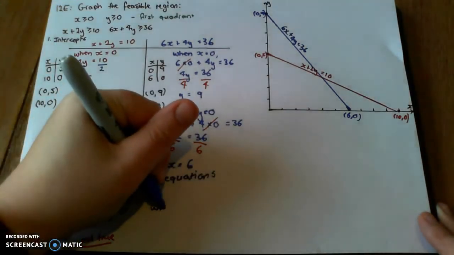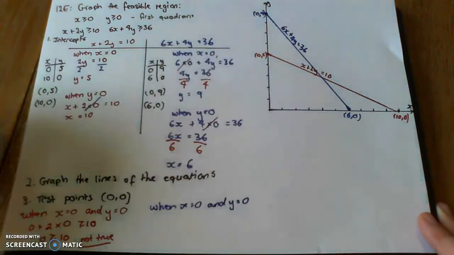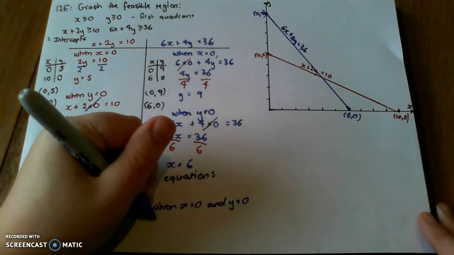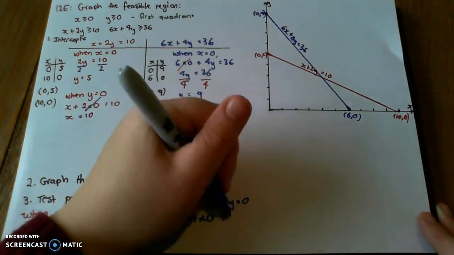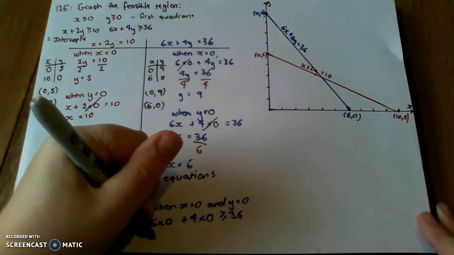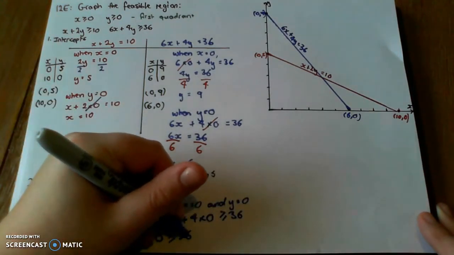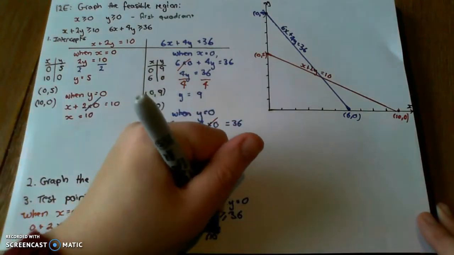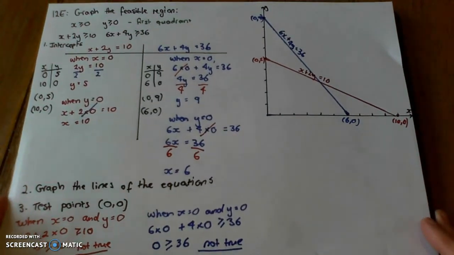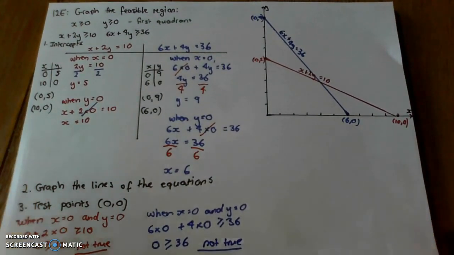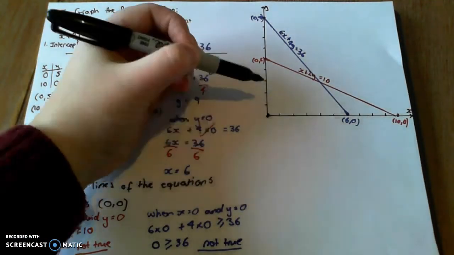Let's try the other equation. When x is equal to 0 and y is equal to 0, we have 6 times 0 plus 4 times 0 is greater or equal to 36. We know that forms 0 equal to or greater than 36. We also know that's not true. So we know that for both of these inequalities, the origin will not be a part of it. So you know this point will not be included.